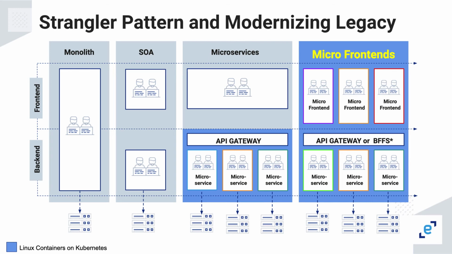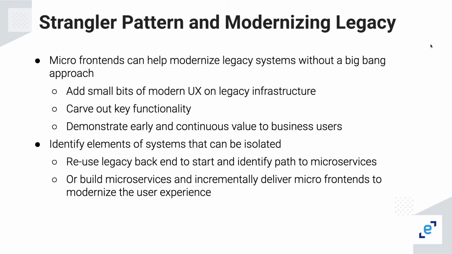If you're thinking about how do I go from my microservice-oriented architecture with a monolithic front end to a micro frontend-oriented architecture using microservices on the back end, or how do I go from my full-stack monolith to something that takes advantage of these new architectures? The way to think about that is as the Strangler pattern. And what the Strangler pattern says basically is take a small piece of your application, identify a piece that you can carve it out, and do new things in the new way. And this gives you the ability to add small bits of modern user experience on top of legacy infrastructure.